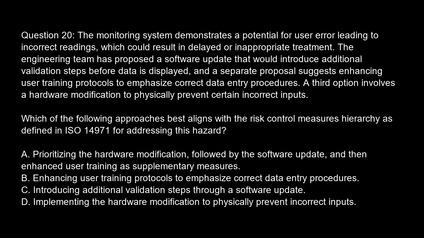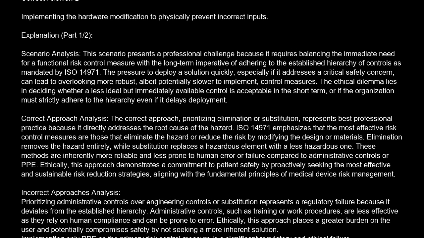Option A. Prioritizing the hardware modification, followed by the software update, and then enhanced user training as supplementary measures. Option B. Enhancing user training protocols to emphasize correct data entry procedures. Option C. Introducing additional validation steps through a software update. Option D. Implementing the hardware modification to physically prevent incorrect inputs. The correct answer is D. Implementing the hardware modification to physically prevent incorrect inputs.